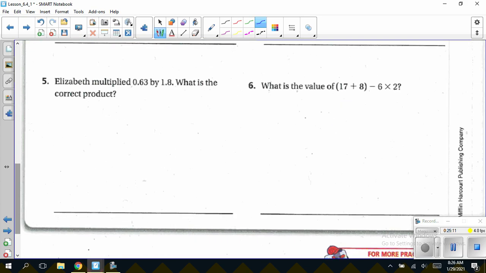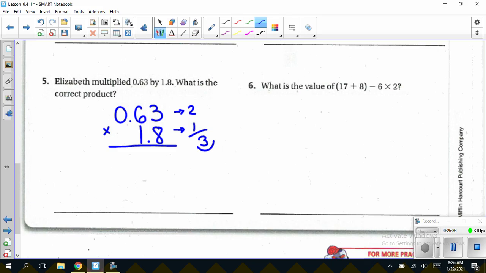Number 5, Elizabeth multiplied 36 hundredths by 1 8/10. What is the correct product? So remember, when you are setting up your multiplication problem, the decimals are not lined up. And when you go to place your decimal in your final answer, you know that the top factor has 2 decimal place values. The bottom factor only has 1. So your final answer must have a total of 3 decimal place values.